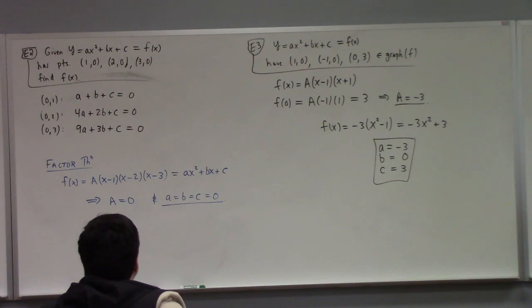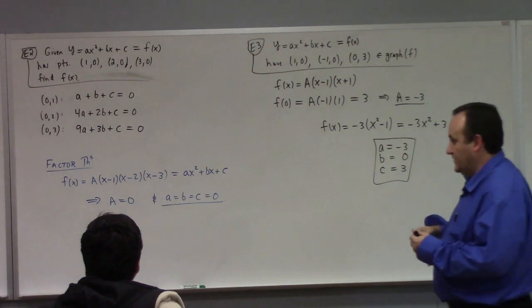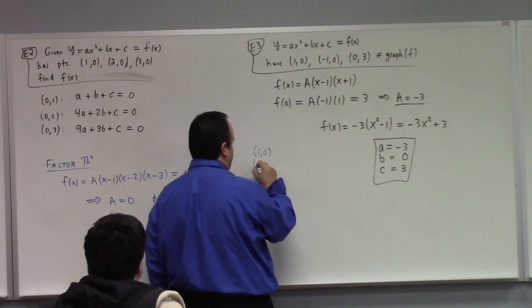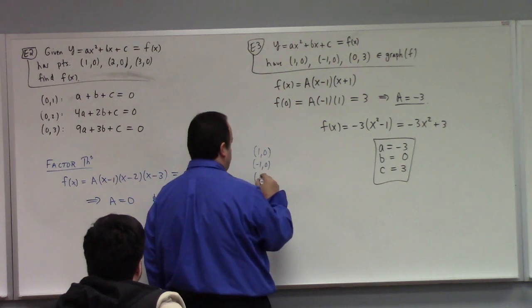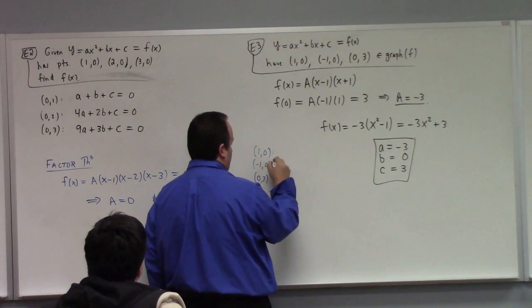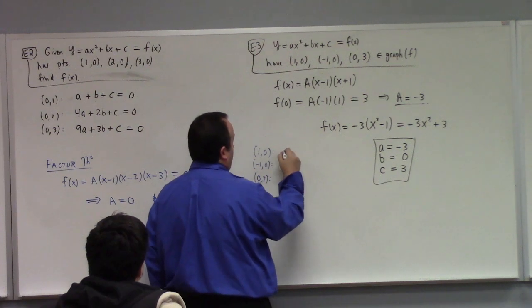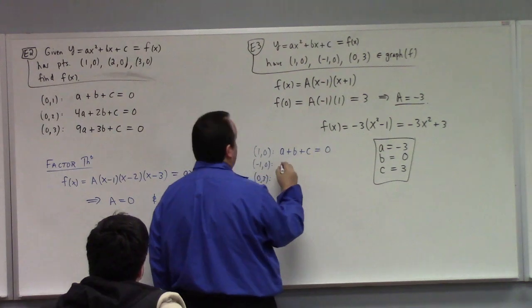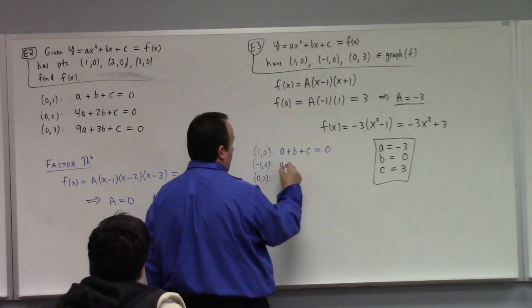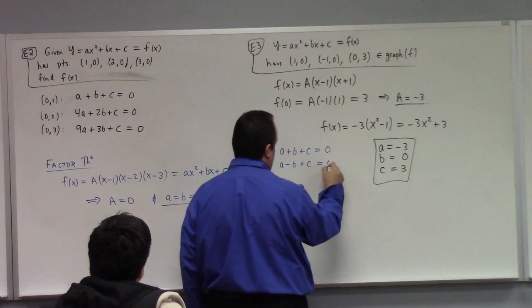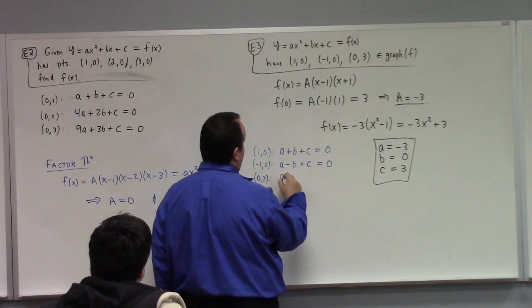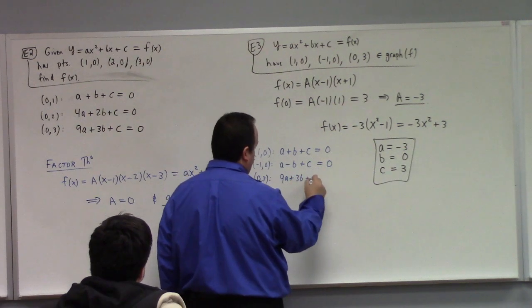We'd just plug in the points, right? Face the equations. The equations wouldn't be hard. This one, the equations would be really nice. So what are the equations? The equations are a plus b plus c equal to 0. The next one is a minus b plus c equals 0. And then the third one is 9a plus 3b plus c equals 0.